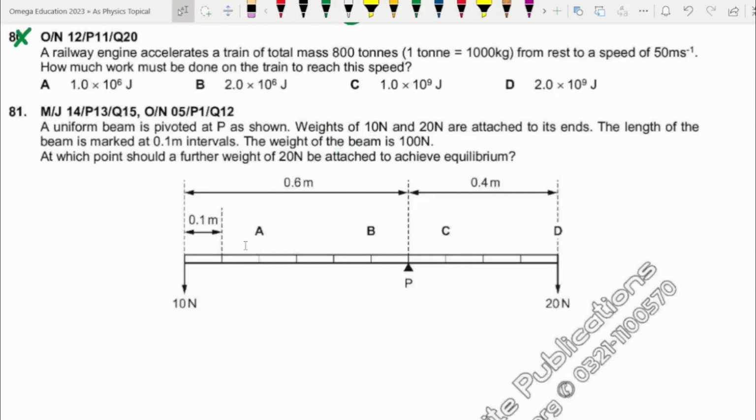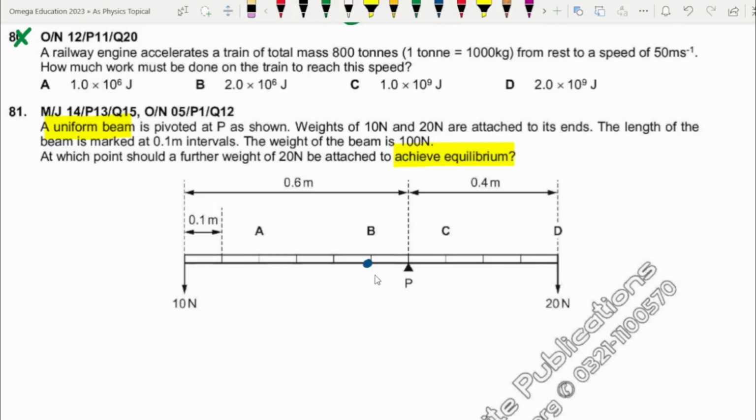Question number 81. A uniform beam is pivoted at P as shown. Okay, and I'm going to mark the important information. We need to make it in equilibrium. That means the clockwise moment of force should equal the counterclockwise moment of force about a certain point. And it is a uniform beam. It means the weight would be exactly through the midpoint. Whatever the midpoint is, that would be the point where the weight of the object passes from. So the weight would be exactly through the middle.